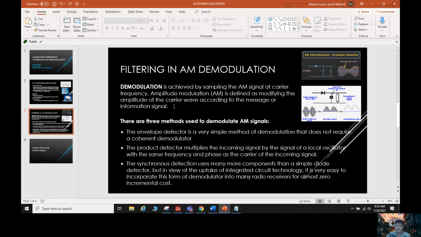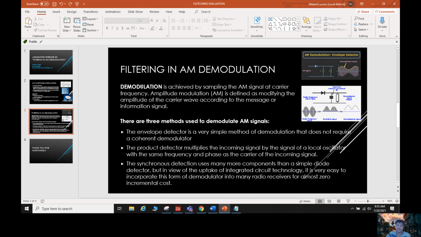Then this signal is processed, or basically demodulated, to produce the original signal that the source is trying to convey to the output or the receiver of that signal. Anyways, I'm just explaining what filtering in AM demodulation is.